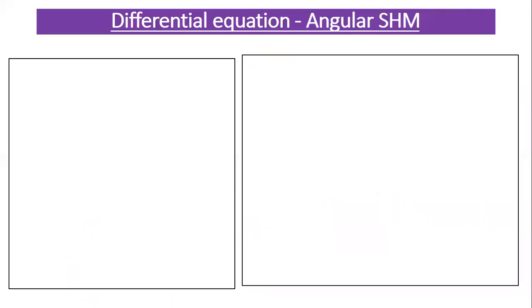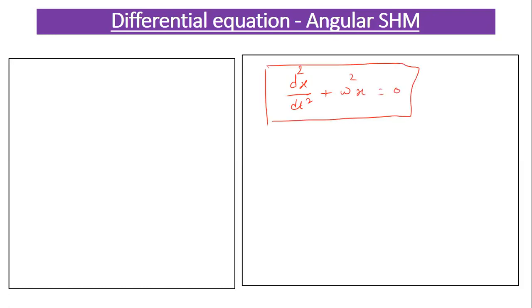Next article is the differential equation of angular SHM. Before proceeding toward the differential equation of angular SHM, let me tell you the differential equation of linear SHM is d square x by dt square plus omega square x is equal to 0. So this is the differential equation for linear SHM.